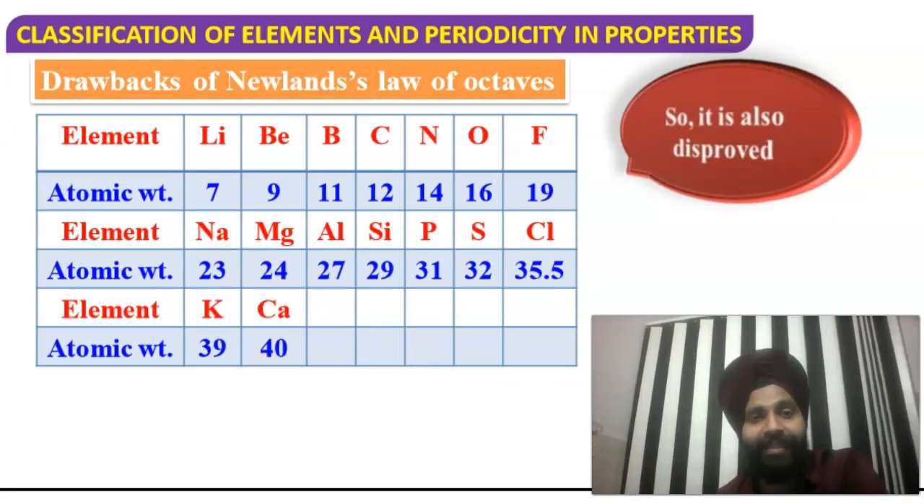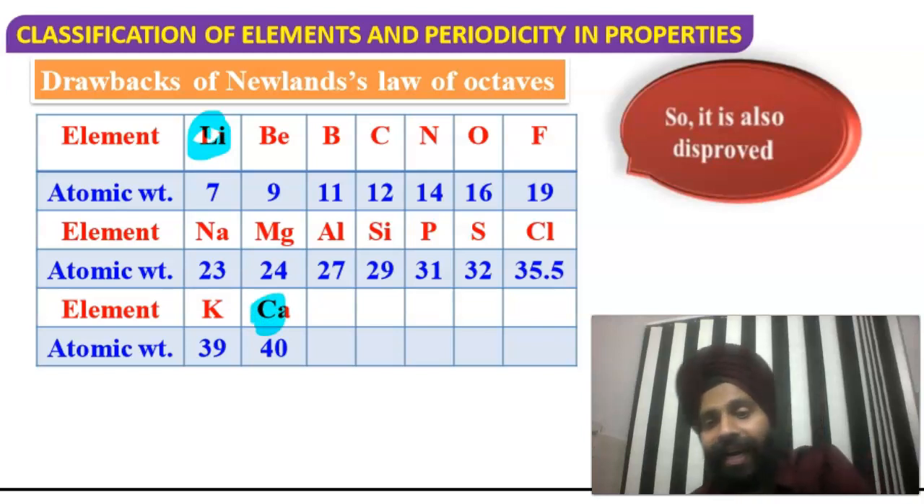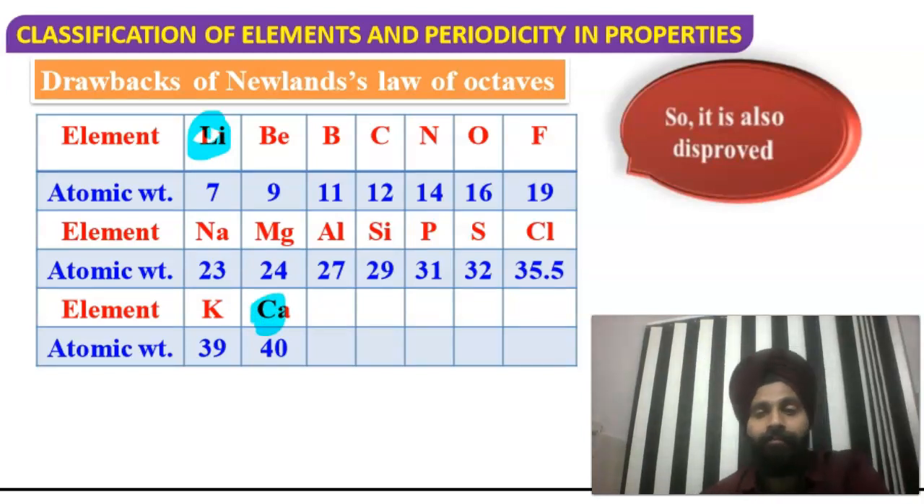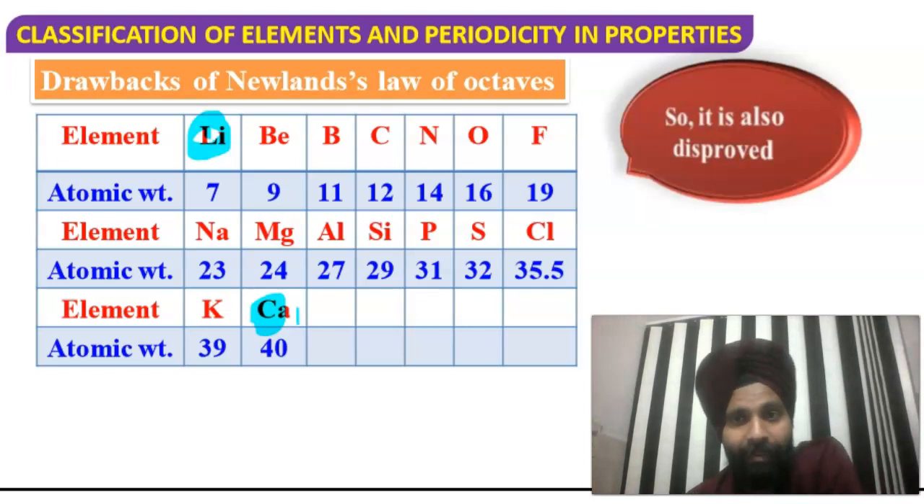So why was this law disapproved? The reason is that it is applicable only from lithium to calcium. Above 40 we can't explain the various elements according to this law. After calcium or potassium, the 8th element did not have similar properties. So this is the basic limitation of Newlands' law of octaves.